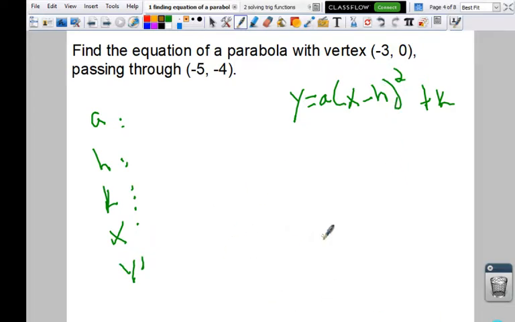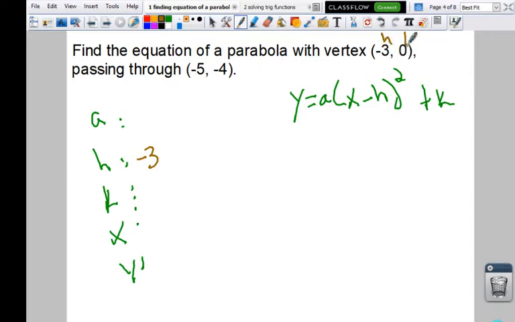Negative 4? Remember, it comes from the x in the vertex. What's it say the vertex is? Our vertex up here is negative 3, 0, right? Which one of these is the x? Negative 3. So h is negative 3. That's my h.